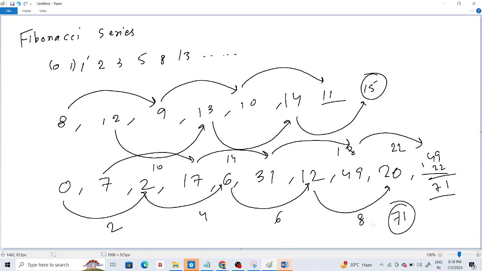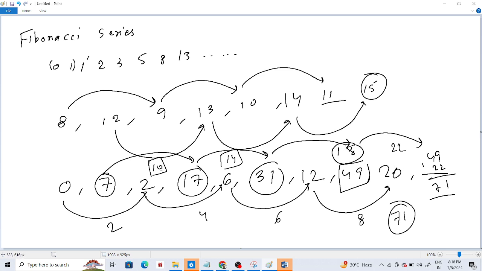Did you understand? Okay, see these numbers: 7, 17, what is the difference? 10. 31, what is the difference? 14. 49, what is the difference? 18. So if you see how the difference is increasing, it changes from 10 to 14, 14 to 18, 18 to 22. So the difference is increasing by 4.